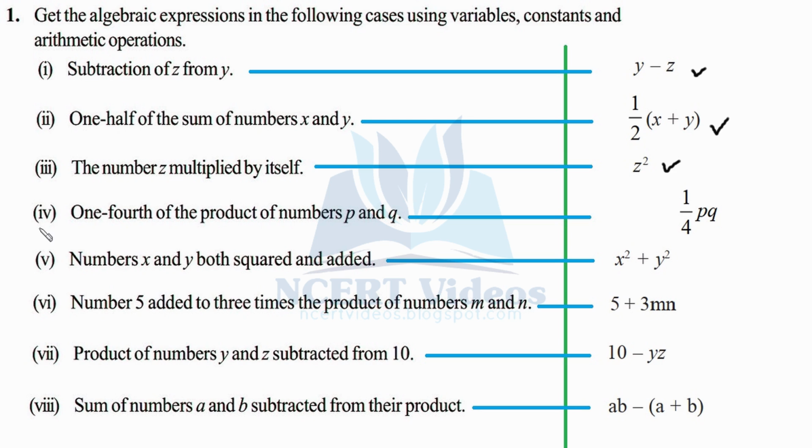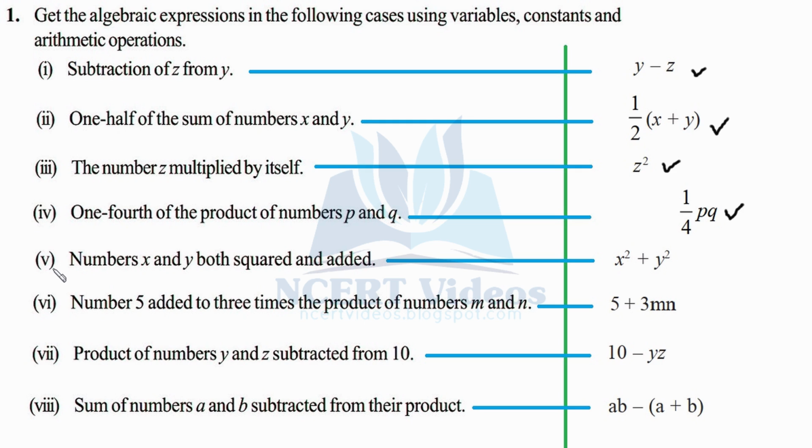Fourth, 1/4 of the product of numbers p and q. So initially we are having numbers p and q, of which we are going to have the product. Product means multiplication. Therefore, p multiplied with q, or it can be straight away written as pq, and we have to divide it by 4 because 1/4 means one fourth. Nothing means multiplication. Therefore, this is the required algebraic expression. That is 1/4 pq. That's your fourth.